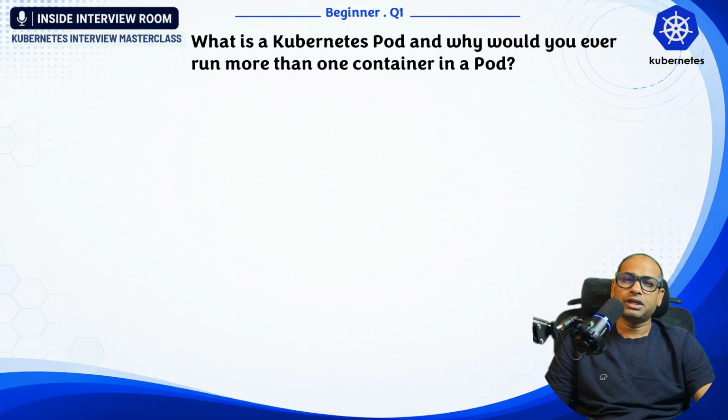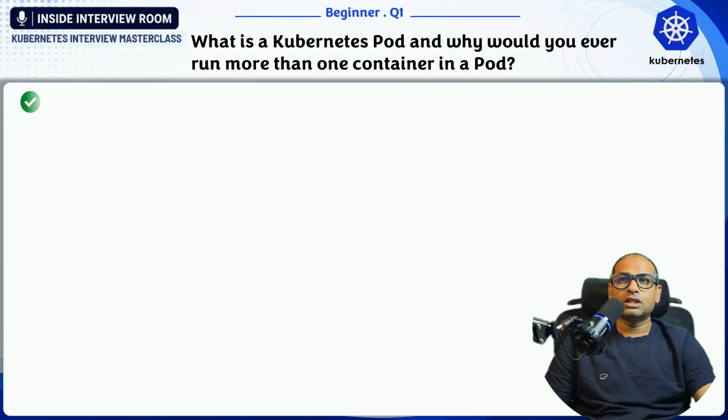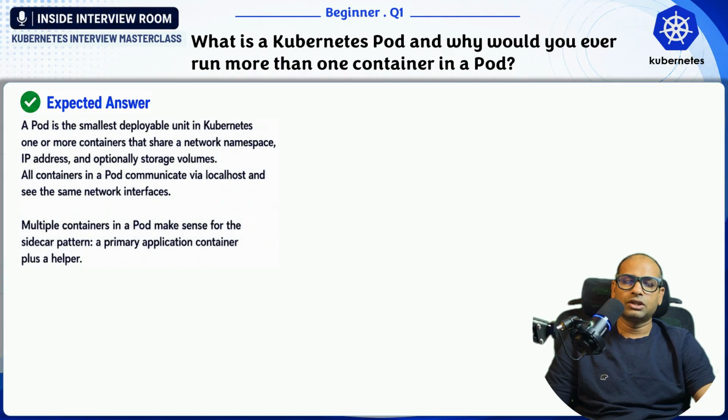But my favorite is the second part. Why would you ever run more than one container in a pod? So what is the expected answer? The pod is the smallest deployable unit in Kubernetes, one or more containers that share a network namespace, IP address, and optionally storage volumes. All containers in a pod communicate via localhost and see the same network.